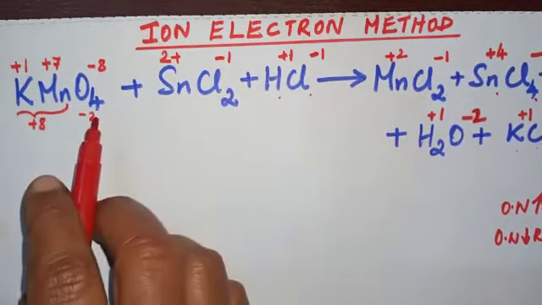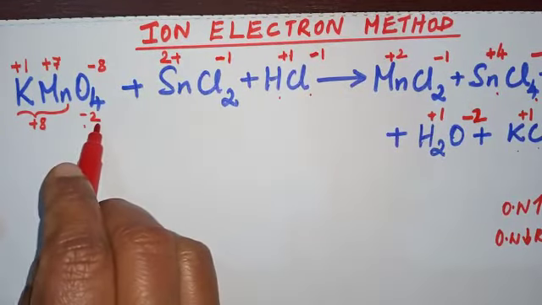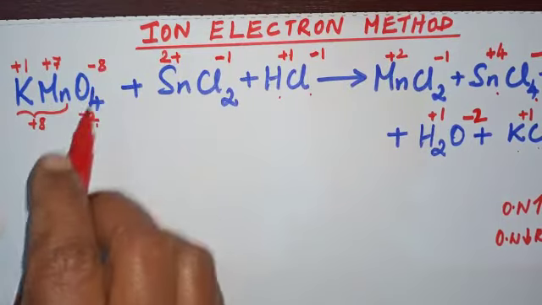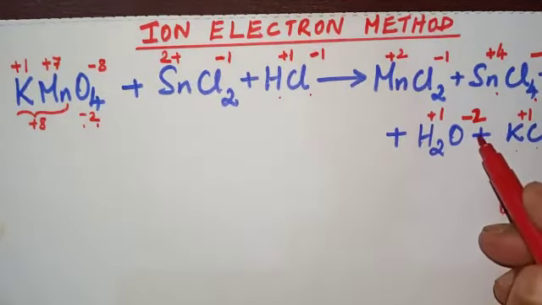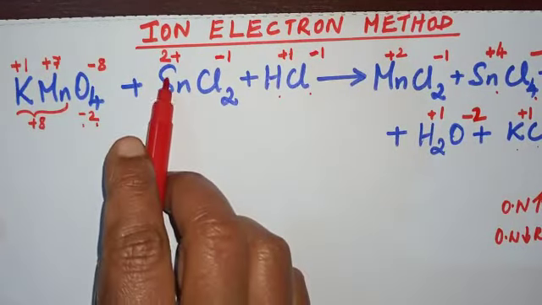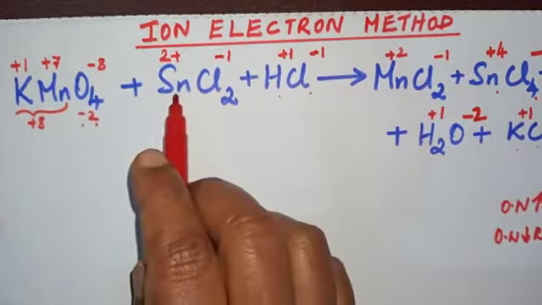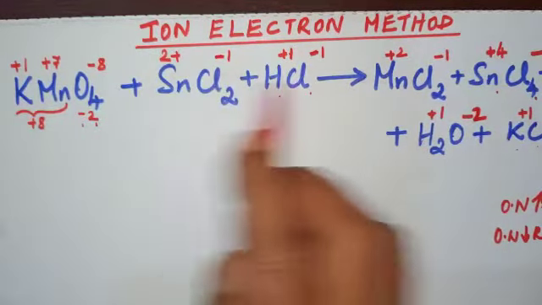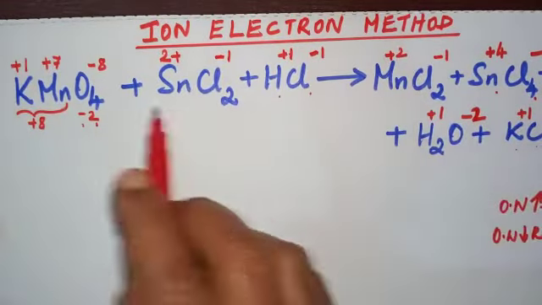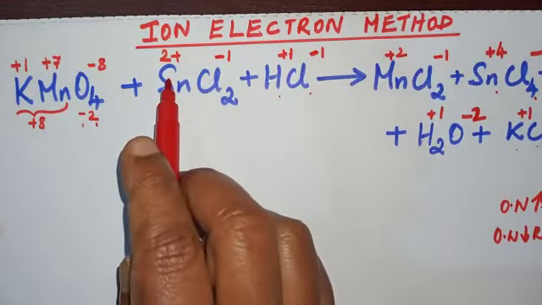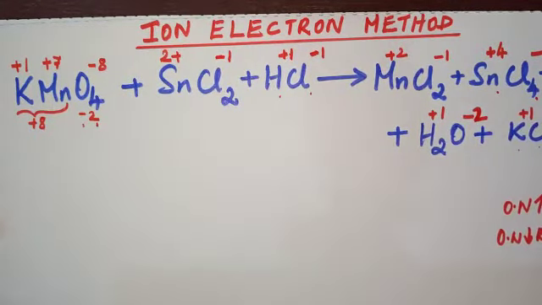Now oxygen. We know for 1 oxygen atom the oxidation number is -2, so for 4 atoms it is -8. Likewise on the right hand side also, for an oxygen atom it is -2. And Sn is +2, whereas on the right hand side it is +4. So here the oxidation number is increasing from +2 to +4. Of course, tin is getting oxidized here. Yes, so Sn2+ is getting oxidized to the Sn4+ oxidation state.